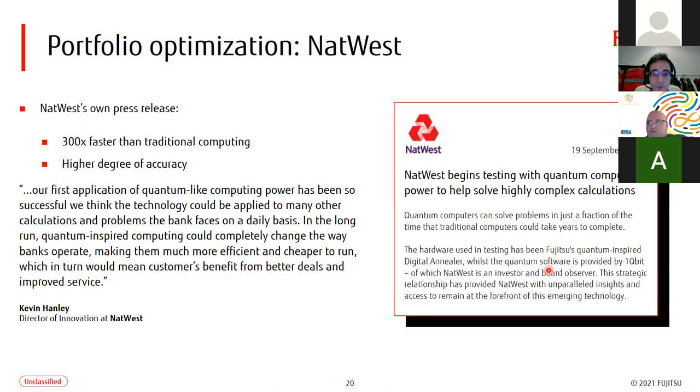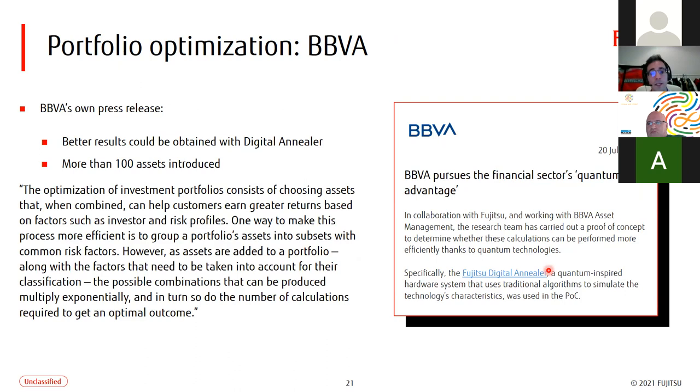Here in Spain, we work with BBVA in a similar problem related to portfolio optimization. In this case, we based our approach on hierarchical risk parity, in which the portfolio needs to be more or less balanced, in order to be resistant to several things that can happen in a market.